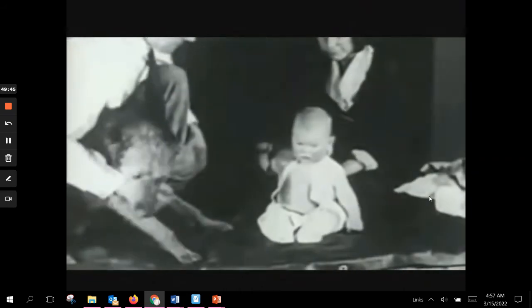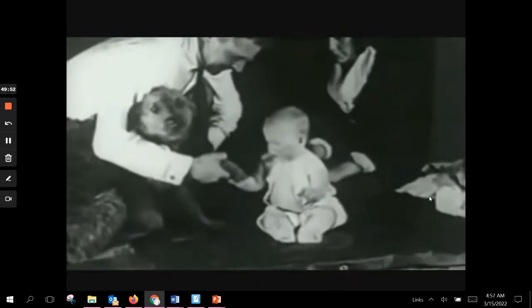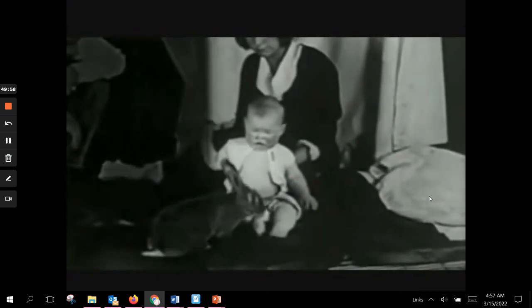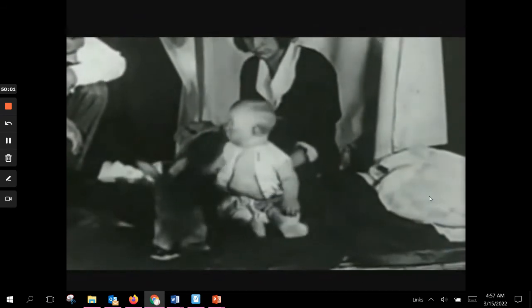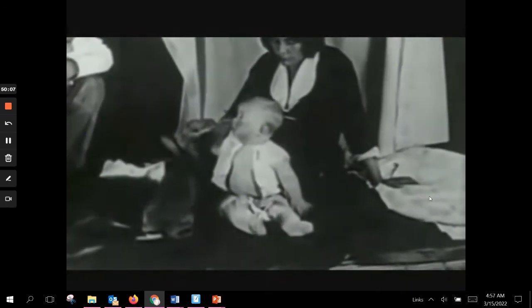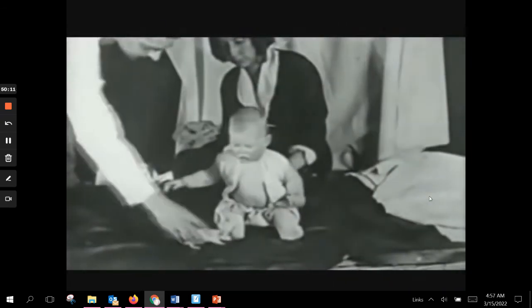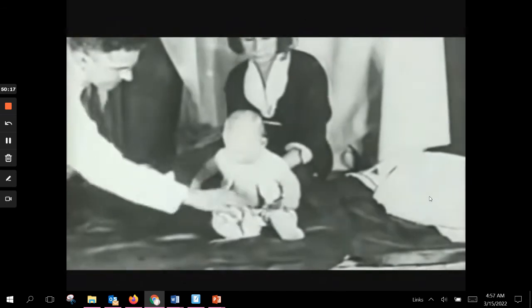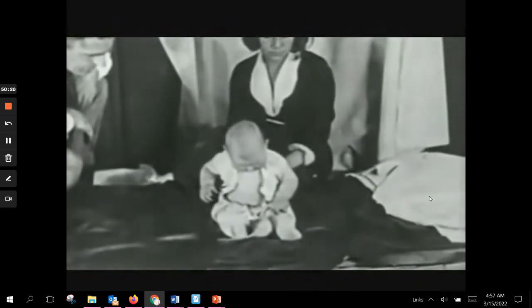Dog. Rabbit. And finally, a white rat. Albert, in particular, likes the white rat. From all these clips, notice Albert's positive reaction.